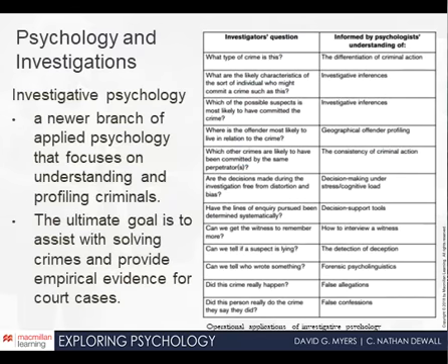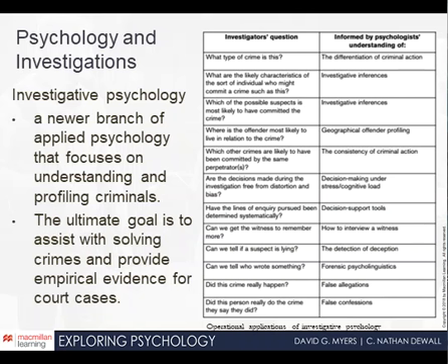In investigations, psychology can be employed a great deal. Investigative psychology is a newer branch of applied psychology that focuses on understanding and profiling criminals. The ultimate goal is to assist with solving crimes and provide empirical evidence for court cases. Now, we don't have to go into great detail about this because I'm sure everyone has seen movies and TV shows that highlight the use of psychology in catching criminals. Criminal Minds is a case example there. So the ultimate goal here is to use psychology to understand why criminals are committing these crimes and even to predict where they may wind up a little bit later.